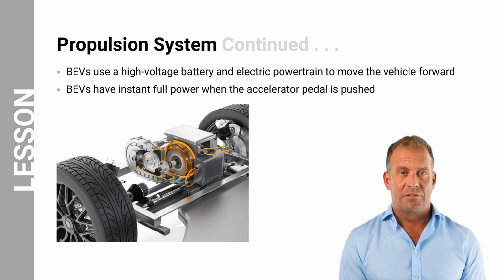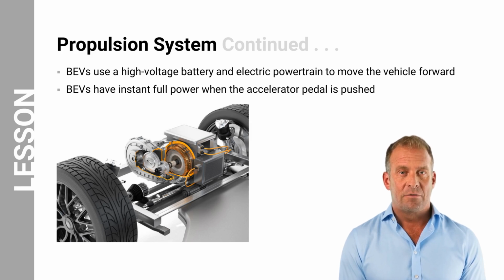One of the key differences between BEVs and conventional vehicles is how they deliver power. BEVs have instant full power when the accelerator pedal is pushed. This is because the motor can deliver its maximum torque from the moment it starts turning. Conventional vehicles, on the other hand, need to build up to their maximum power.